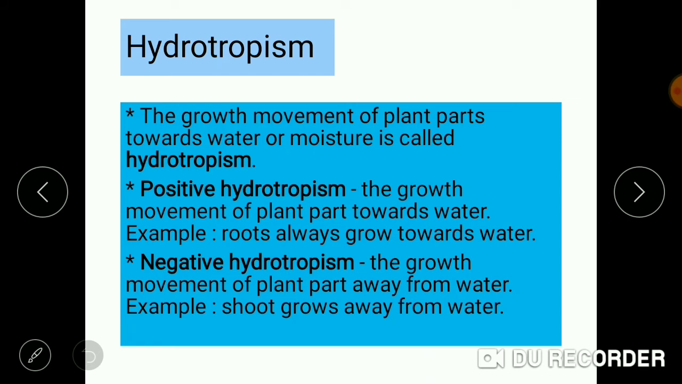The next type of tropic movement is hydrotropism. The growth movement of a plant part towards water or moisture is called hydrotropism. There are two types of hydrotropism: positive hydrotropism and negative hydrotropism. The growth movement of a plant part towards water is positive hydrotropism, while the growth movement of a plant part away from water is negative hydrotropism.